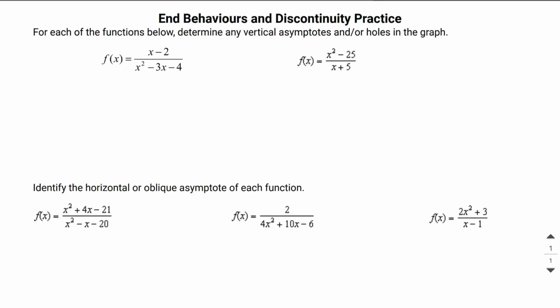Hi people, this video is on end behaviors and discontinuity, and we're just going to do some practice questions after an exploration that we have done in class. So in the first part of this video, it says for each of the functions below, determine any vertical asymptotes and/or holes in the graph. These two things right here are discontinuity.